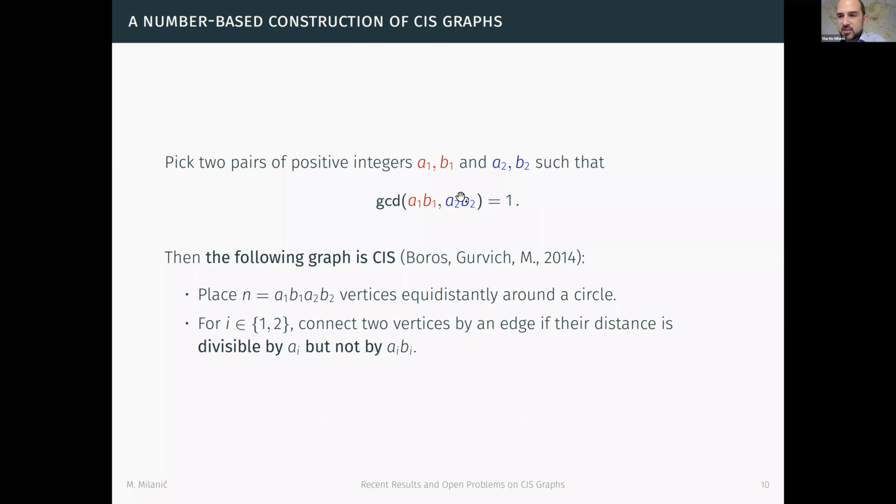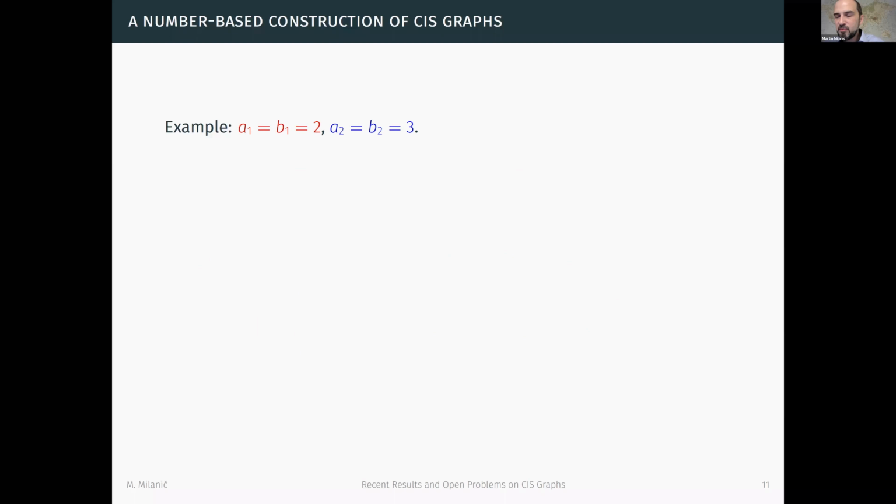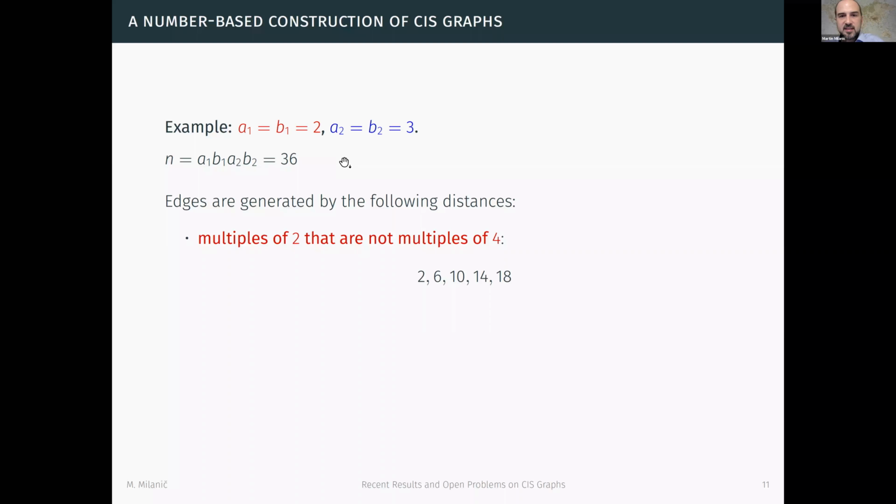Well, this is just the definition. Let's have a look at an example. The first interesting case, the one which is not obtainable by substitution, is when the first two integers are both equal to 2 and the other two are both equal to 3. Then 2 times 2 and 3 times 3 are co-prime, the greatest common divisor is 1. The product of these four numbers is 36. And what are the distances? First we take multiples of 2 which are not multiples of 4. That means 2, 6, 10, 14, 18.